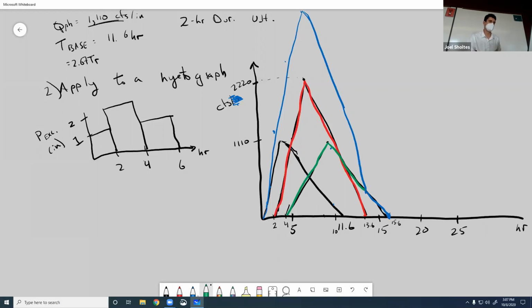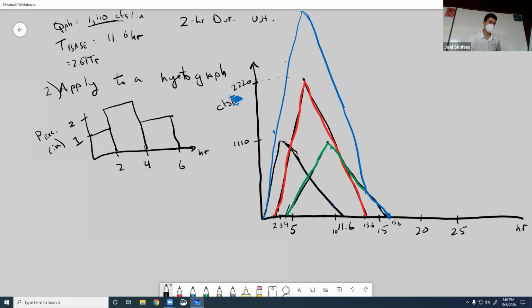So all I'm doing is I'm saying for time 1 hour, I take a slice through here and I say, how many hydrographs do I have? Just that one, so it's this value. If I go to time 2, it's still just this one, this is 0. So I'm right here.